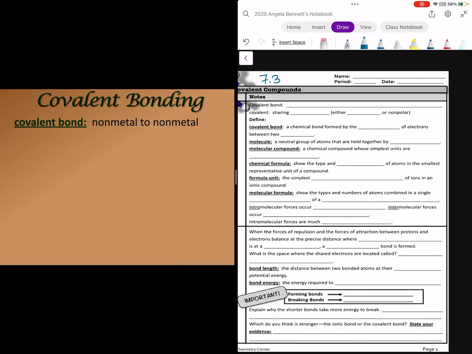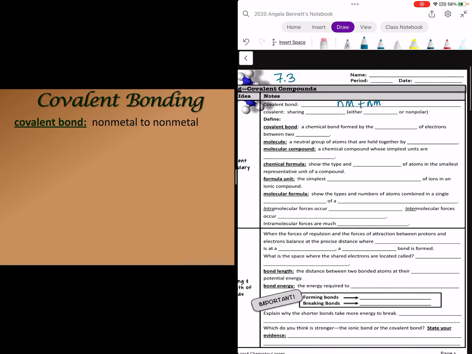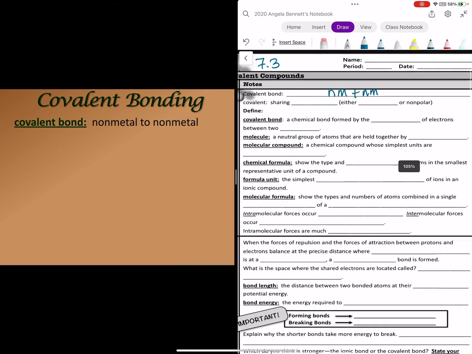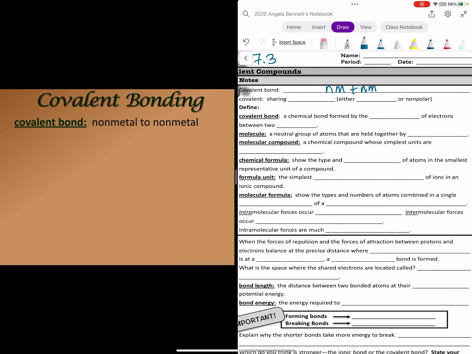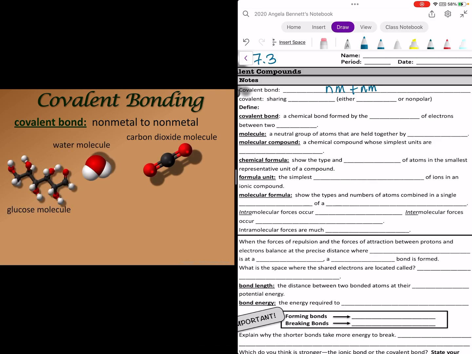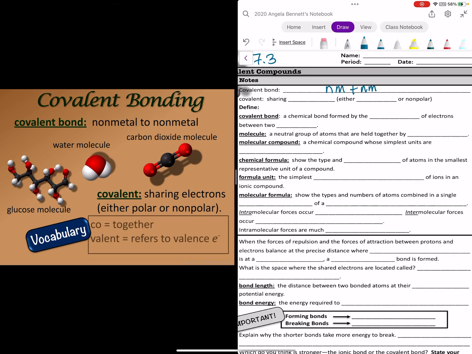Don't forget that this is between a nonmetal and a nonmetal. So two nonmetals. Sorry guys, I'm trying to zoom this. There we go, where you can still see it. So two nonmetals is our covalent bonding, whereas the ionic is a metal and a nonmetal. In covalent bonds, you need to remember that they are sharing electrons and they will be in a pair, because remember, from here on out, everything's in a pair. And covalent compounds will either be polar or nonpolar.